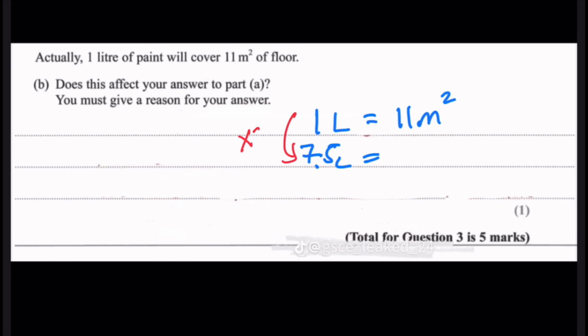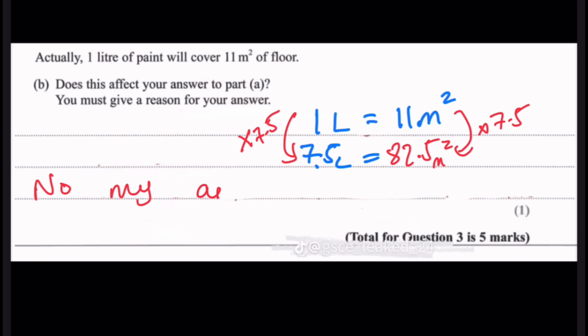So again, I'm going to do exactly the same thing. I times this side by 7.5. So I'm going to times this side by 7.5 as well. And that gives me 82.5 meters squared. So the answer is no. My answer is not affected. She still has enough paint to cover the floor.